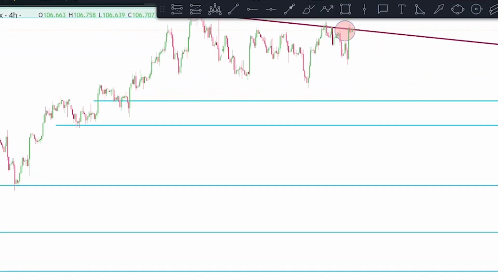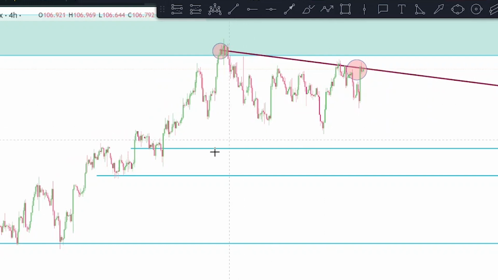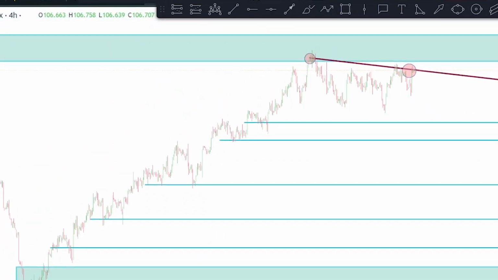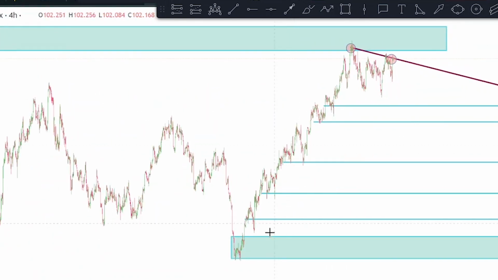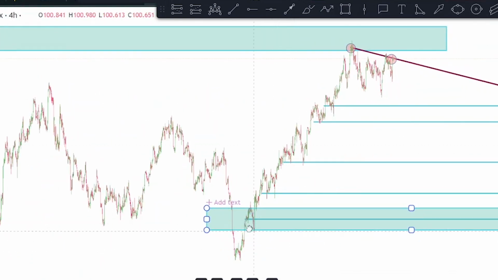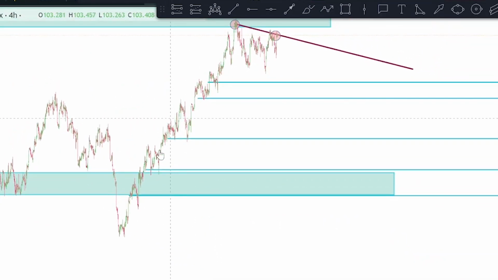Okay, so we have a confirmation that we can enter from this area. Then let's check on our target. Can we get from this area? Let's check. Well, we can take the target from this area because we have inside strong zone. This is like a fake out. Let's take a TP from this area.